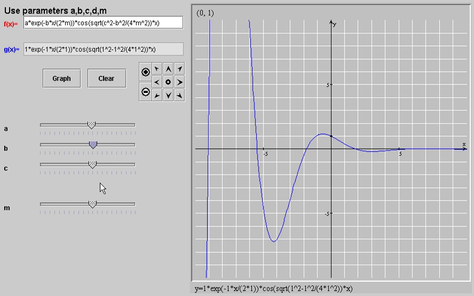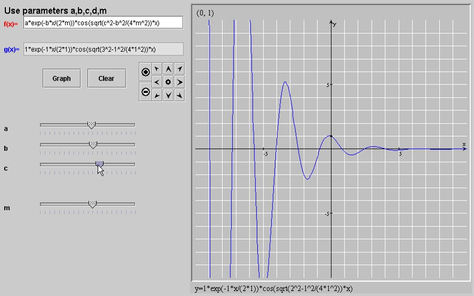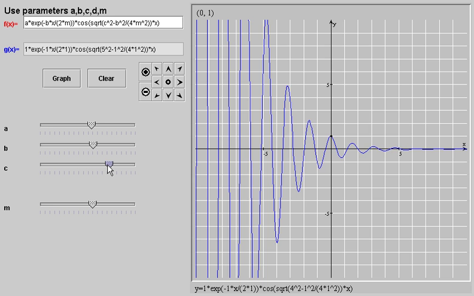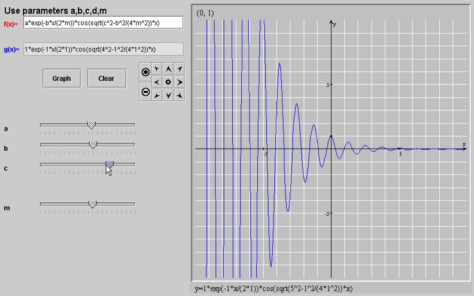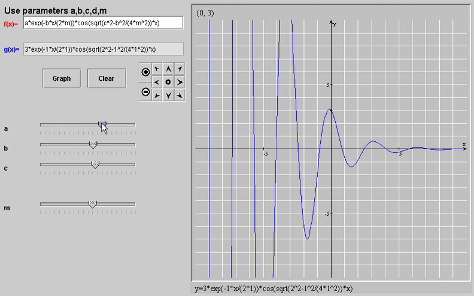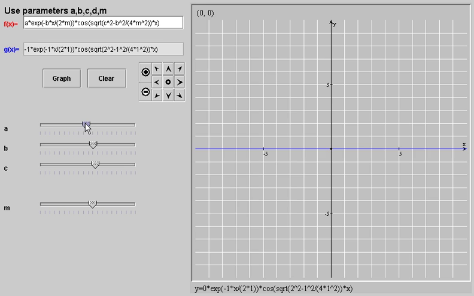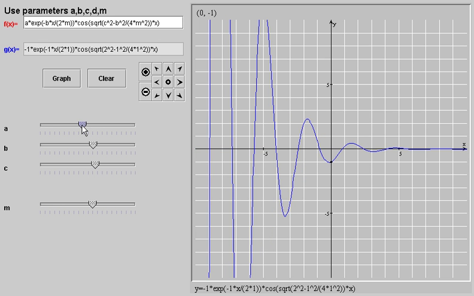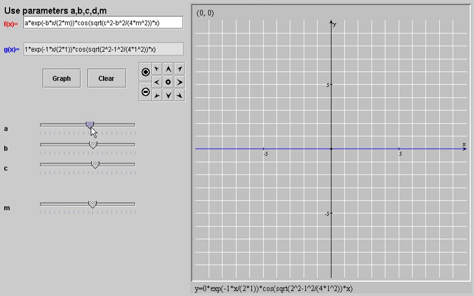C is going to affect the period of this thing, so we make C bigger and it makes the thing squeeze in, so there's more oscillations per unit time. A affects the amplitude. We can make the thing grow or shrink. If A is 0, it's just a flat function, 0. Negative A, so it starts out below.